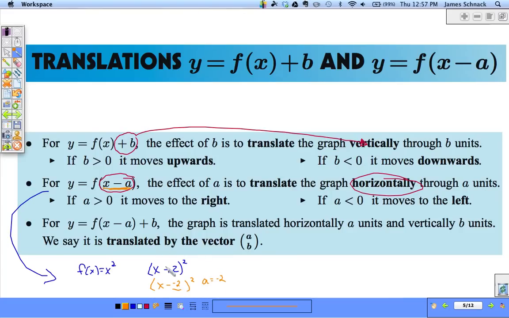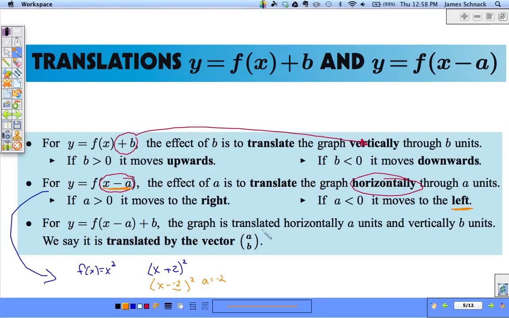That means that no, when it's adding 2 inside the parentheses, we don't move to the right, but we move to the left. So that's something to keep in mind, that when it's a horizontal translation, the way that it looks in the equation is actually opposite of what we're going to do on the graph.